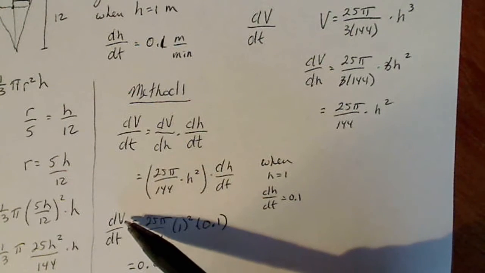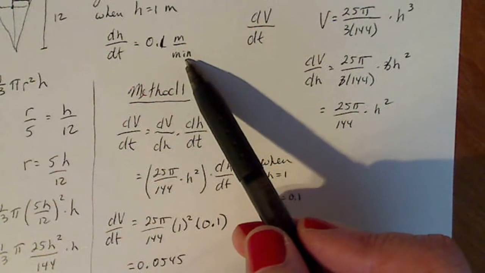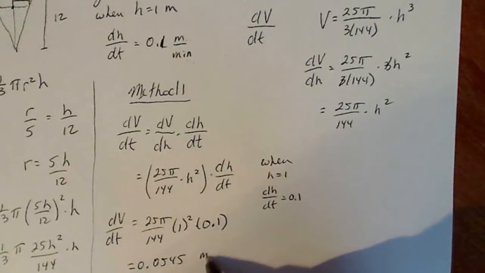Now I'm doing dV/dt, so that's the unit of measure. If this is meters per minute, volume is cubic meters per minute. So it's going to be meters cubed per minute as my unit.